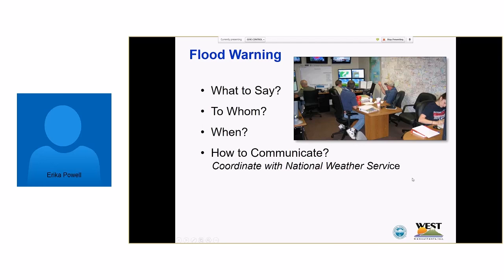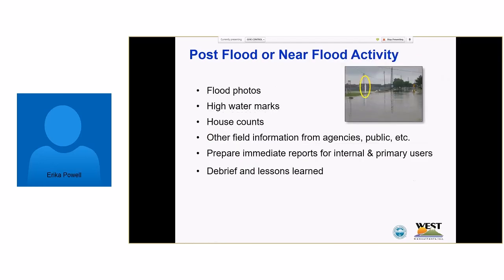When you get to the end of the flood or near the flood, documentation, flood photos, high water marks, counts of houses that were flooded, and a whole host of other information. And this becomes really, really important if you can get your hands on this information when it comes time to document for emergency declarations and FEMA funding to help the recovery process. Having a good database of this kind of information is really critical in the long term for a speedy contribution from FEMA.